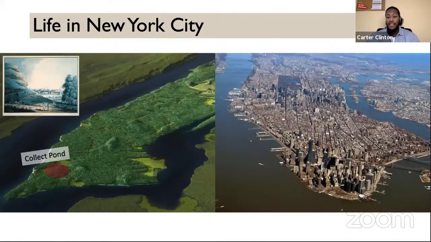At one point, New York had hills, mountainous areas, lush vegetation, and trees. And as you can see in this left hand picture, there was even a major water source in lower Manhattan called the Collect Pond. Now, these features existed around the same time as slavery.